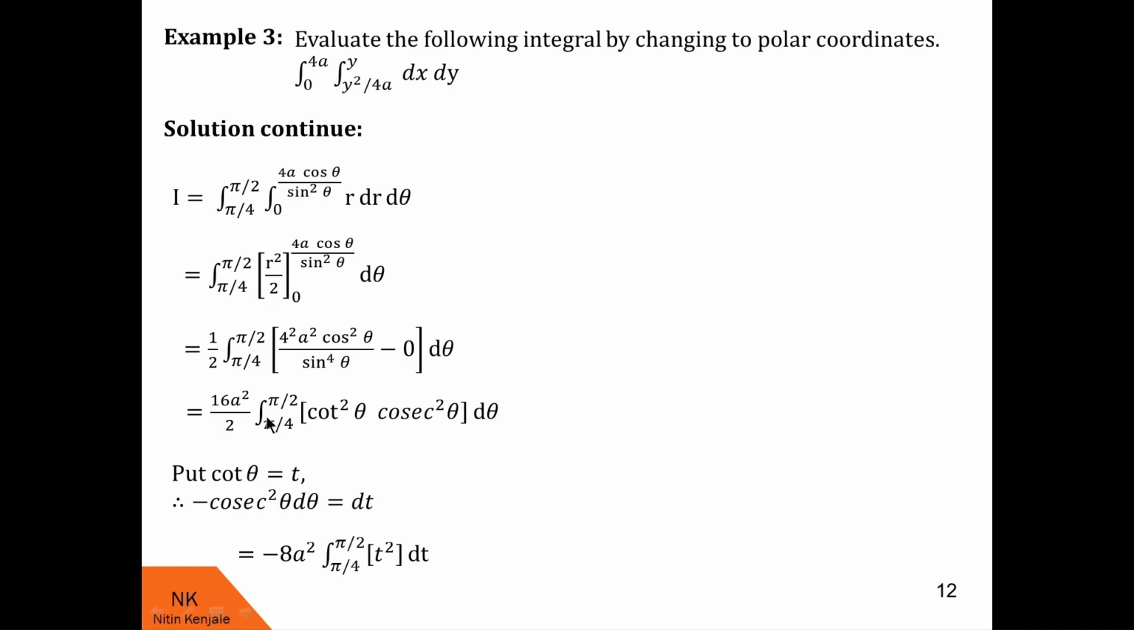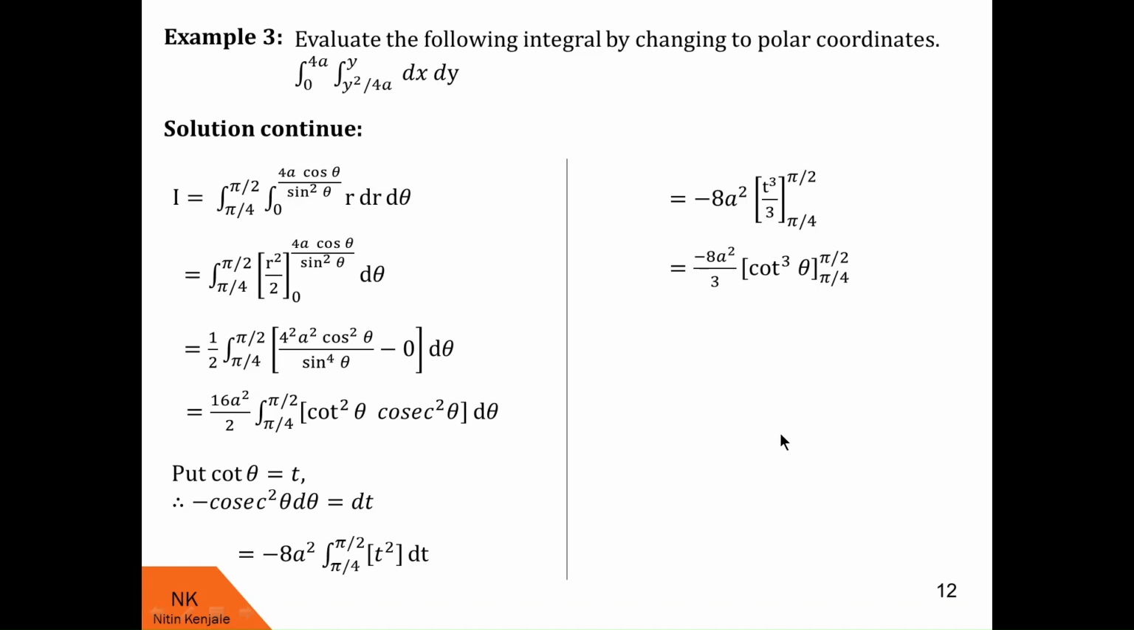Therefore, this integral now becomes minus 8a square integral from pi by 4 to pi by 2 of t square into dt. Integration of t square is t cube by 3. After substituting t is equal to cot theta, we get cot cube theta over here, and the limits are pi by 4 to pi by 2.